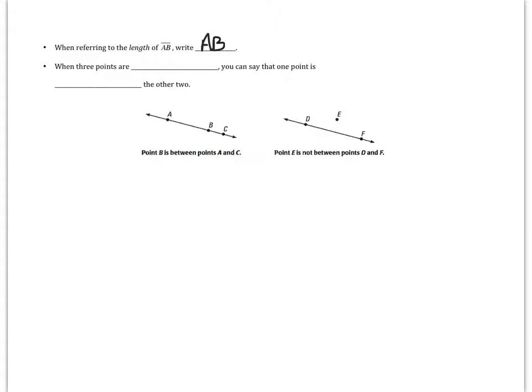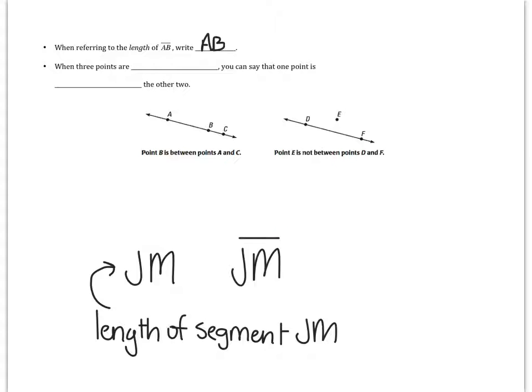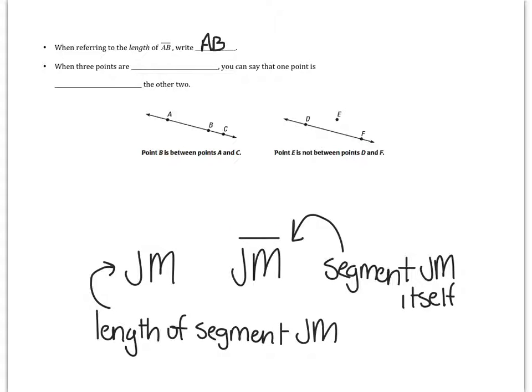So if you saw these two things, JM, and then JM with a segment symbol on top of it. If I was looking at this first, I know this is talking about the length of the segment, and this is referring to the segment itself. So once again, if there is not a segment symbol on top, they're referring to the length of that segment. But if there is a segment symbol on top, they are referring to the segment itself, and it's going to be read as such. You would read this as the segment JM. You would read this as the length of segment JM.